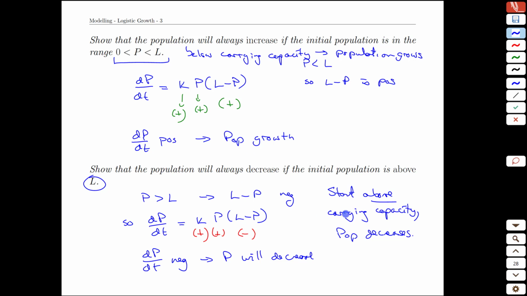And again, that captures nicely what we mean by carrying capacity. If you're at the carrying capacity, you stay there. If you're below the carrying capacity, your population can grow. If you ever exceed the carrying capacity, then somehow it's not sustainable, and you're going to see a population decrease over time. This is a nice informal analysis that didn't actually require any integration to achieve it.